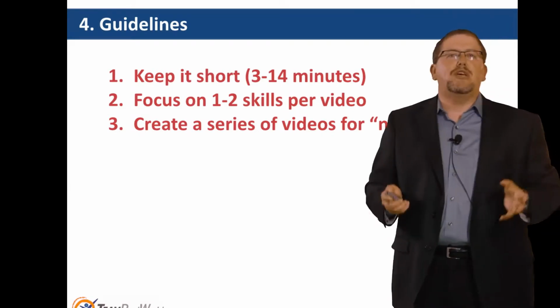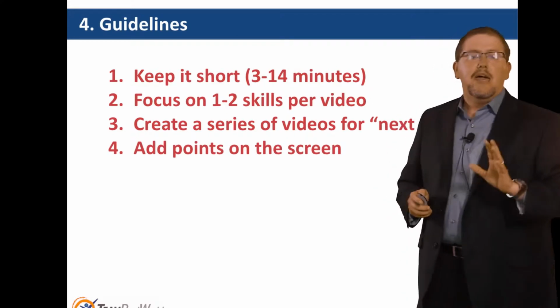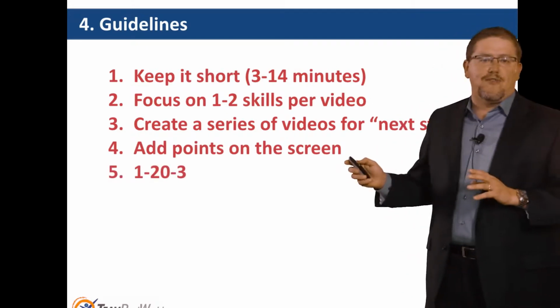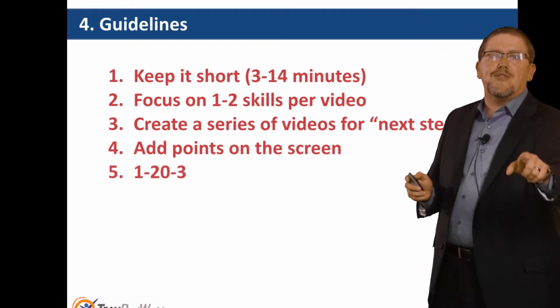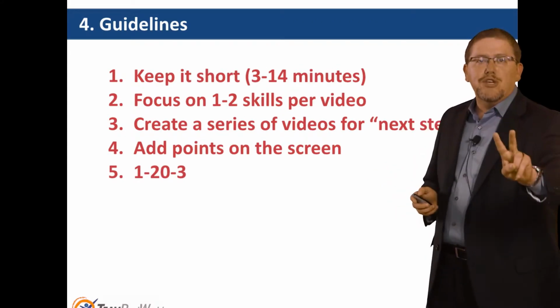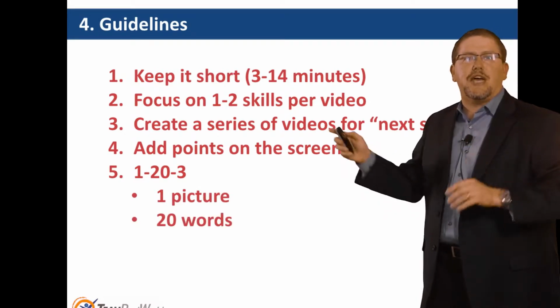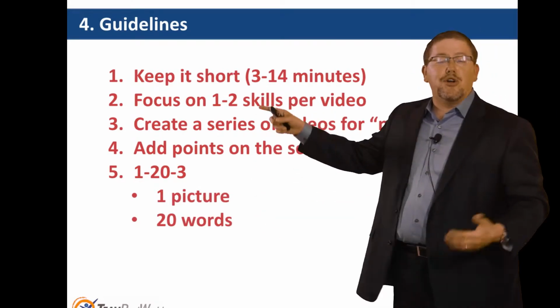Fourth, you have to make sure that you add points on the screen. We'll show that in just a second. And number 5, keep this rule of thumb: 1, 20, and 3. In other words, 1 picture per slide, no more than 20 words per slide, and no more than 3 bullets in each section. Okay, so over here, I'm already breaking this rule.